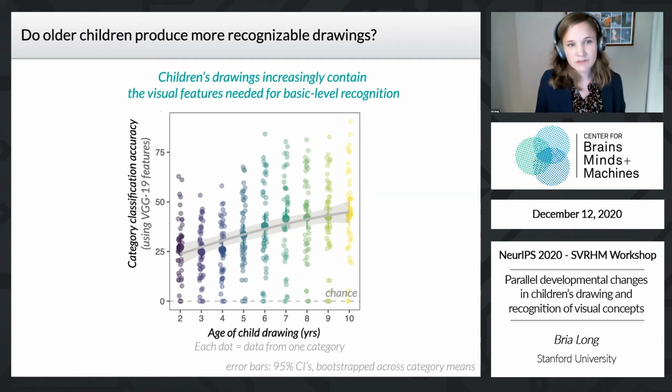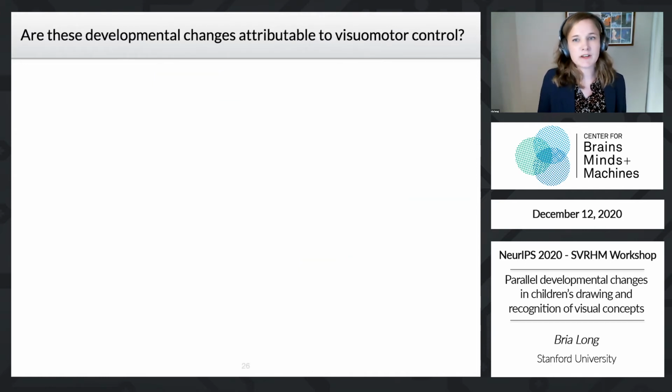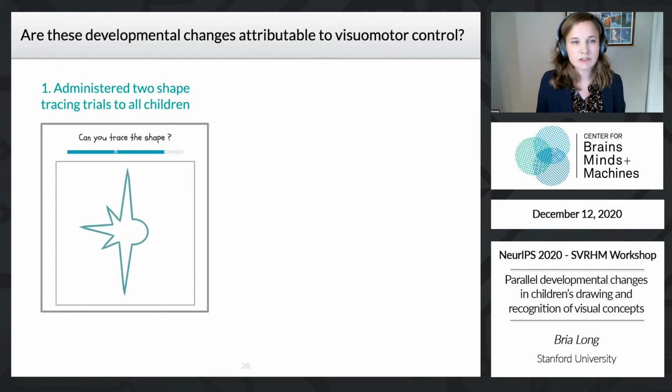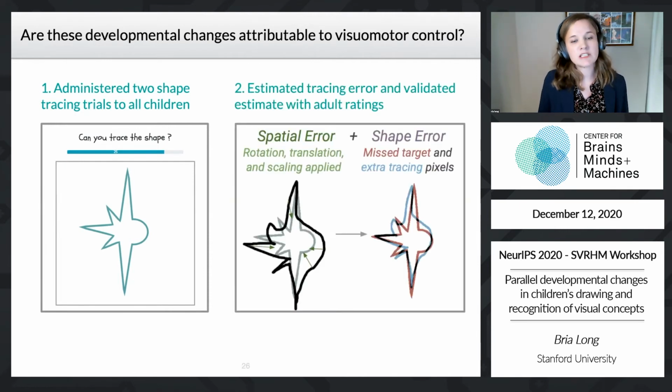Now, the prevailing interpretation of this kind of trend is that this is really about children's ability to draw. That is, it's about their ability to control and plan their motor movements. So one of the first things we wondered was, are these developmental changes attributable simply to visual motor control? To get a first pass at this question, we first administered 2 shape tracing trials to all children, asking every child before they did the drawing task, can you trace this shape, as well as another one? And then we used a semi-automated method to assess how good these tracings were. We used an image registration algorithm to estimate tracing error, and then validated this estimate with adult ratings of how good the tracings were.